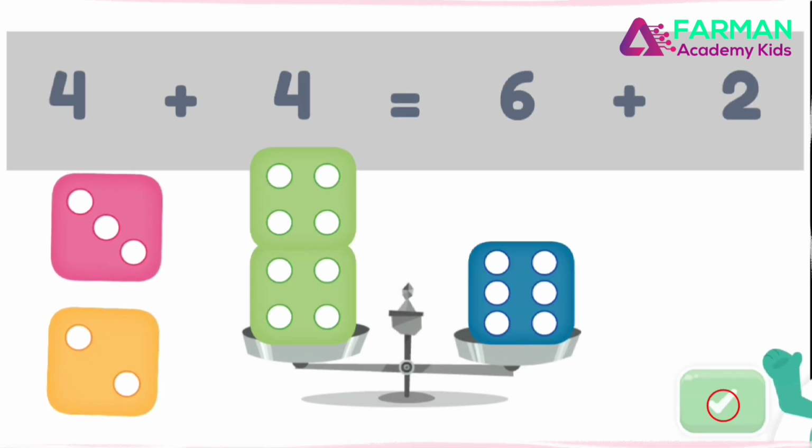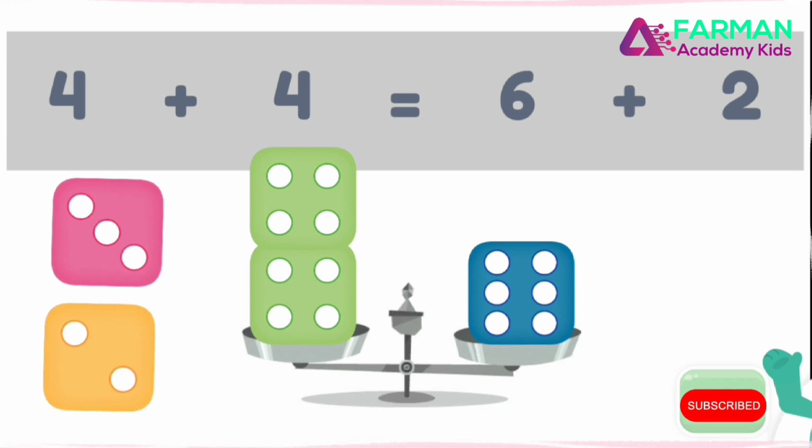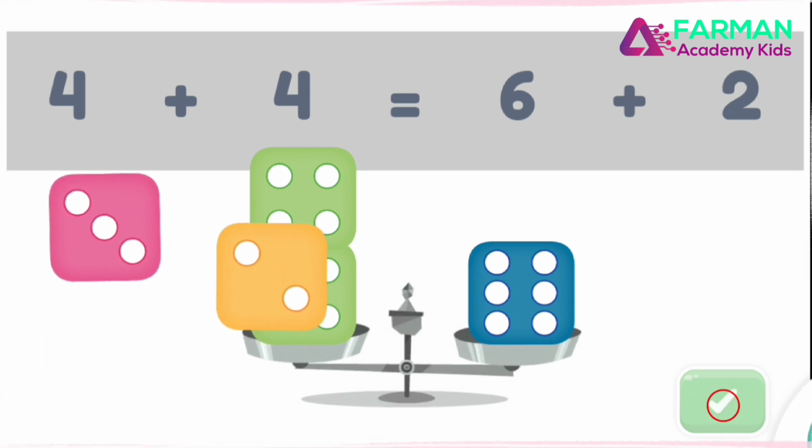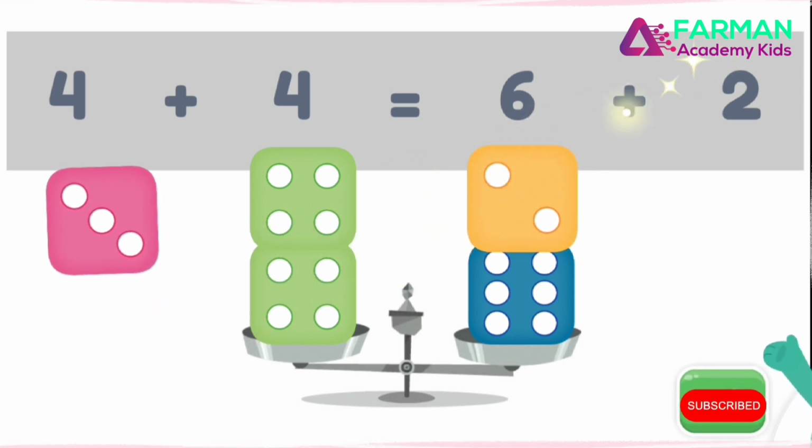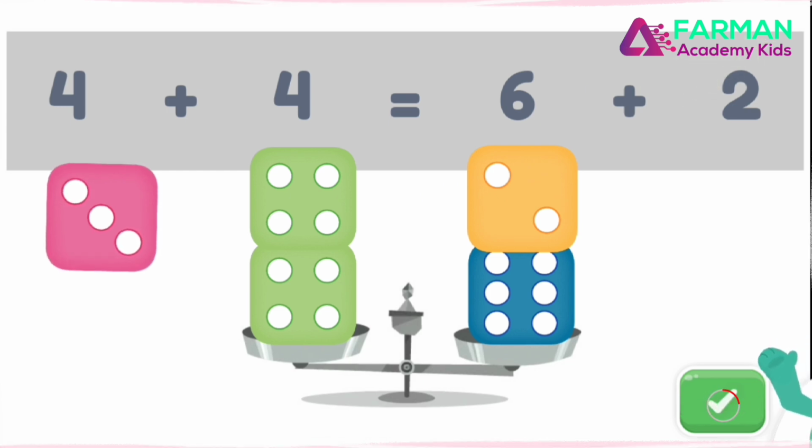Make the scale match the equation. 4 plus 4 equals 6 plus 2. Good thinking! 4 plus 4 equals 6 plus 2. Both sides have 8 dots. Let's do a different one.